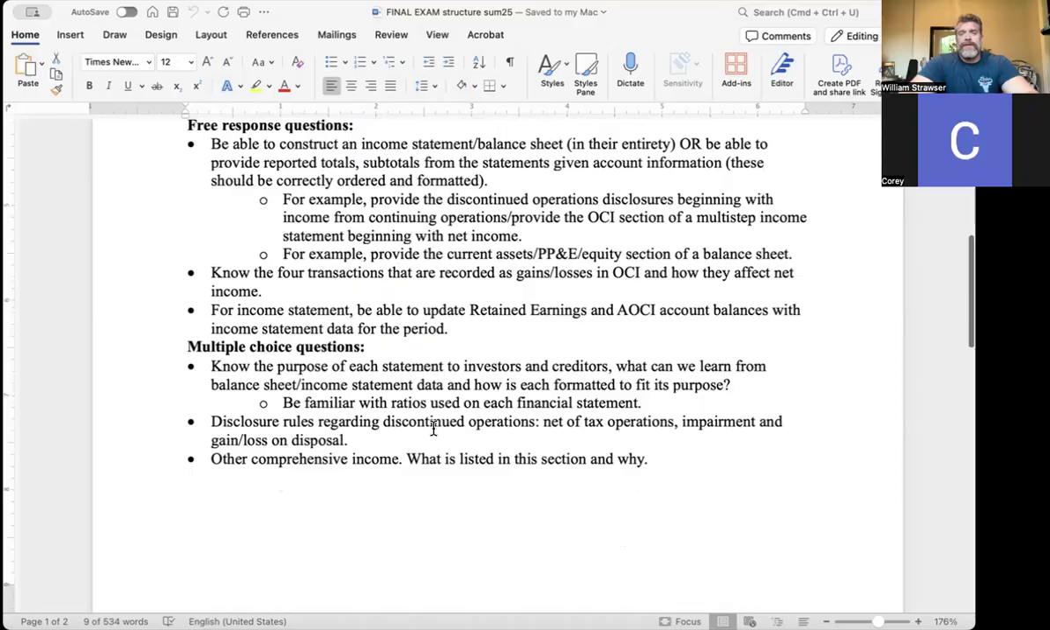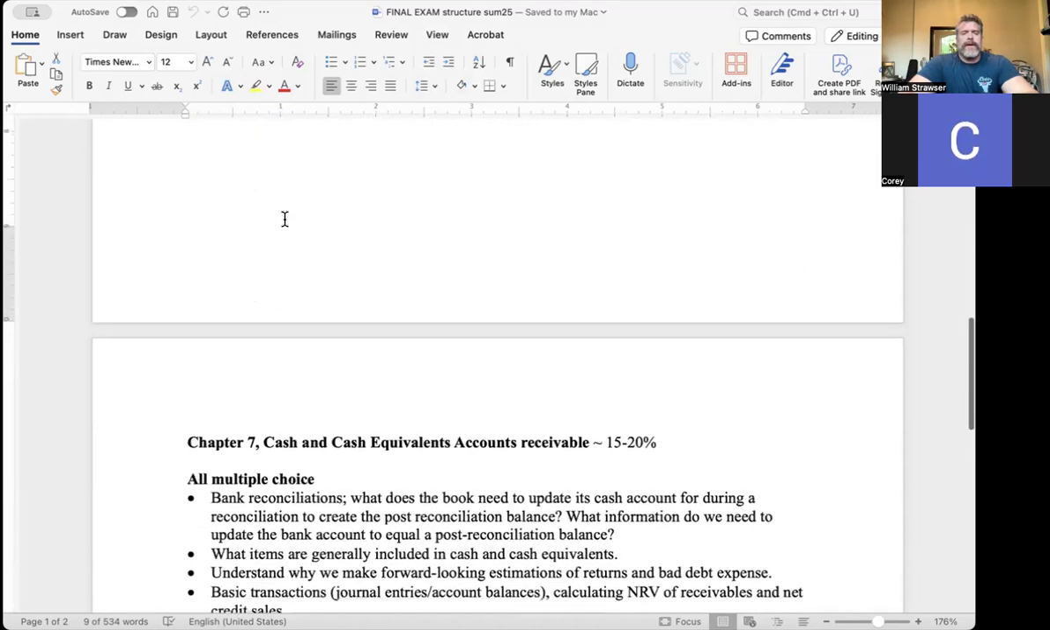The multiple choice for those two chapters are really going to go in line with knowing the purpose of the financial statement, maybe some questions about balance sheet ratios. Things like EPS calculation, discontinued operations. Those also make easy calculation questions for multiple choice. So be ready for those.